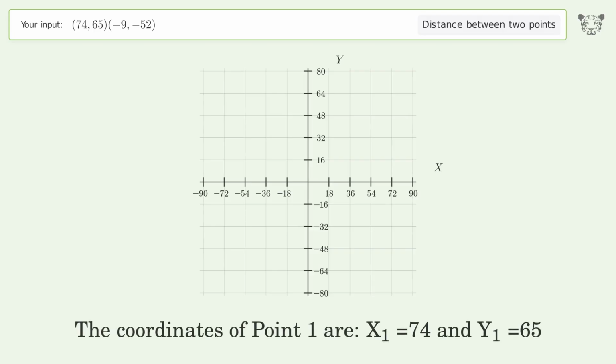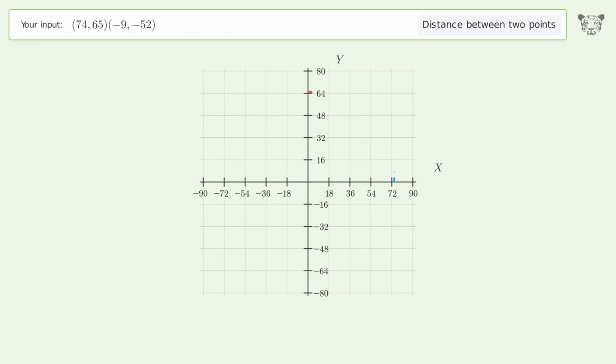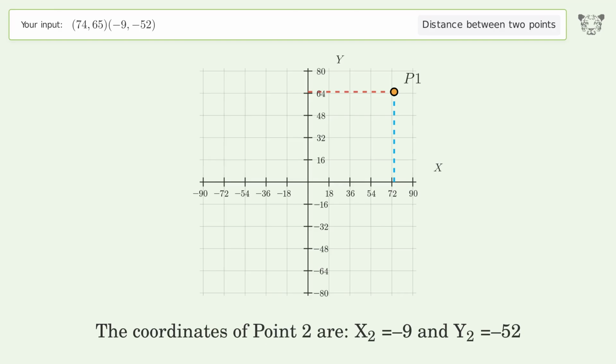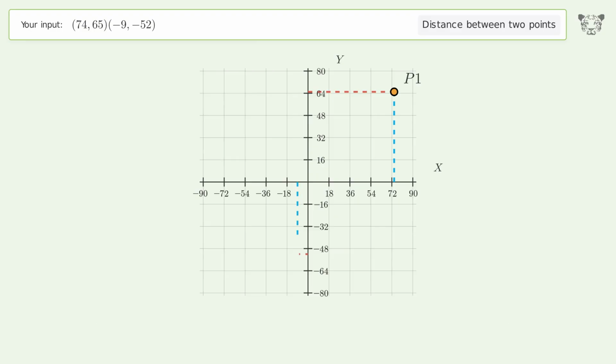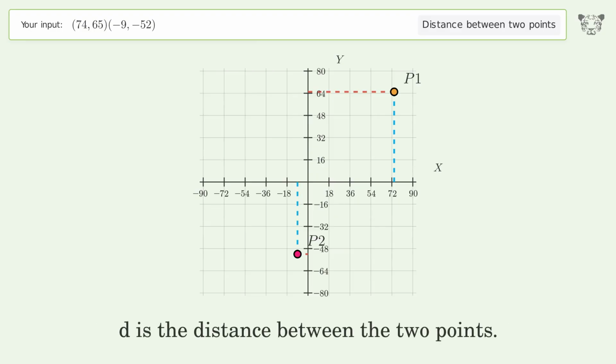The coordinates of point 1 are x1 equals 74 and y1 equals 65. The coordinates of point 2 are x2 equals -9 and y2 equals -52. D is the distance between the 2 points.